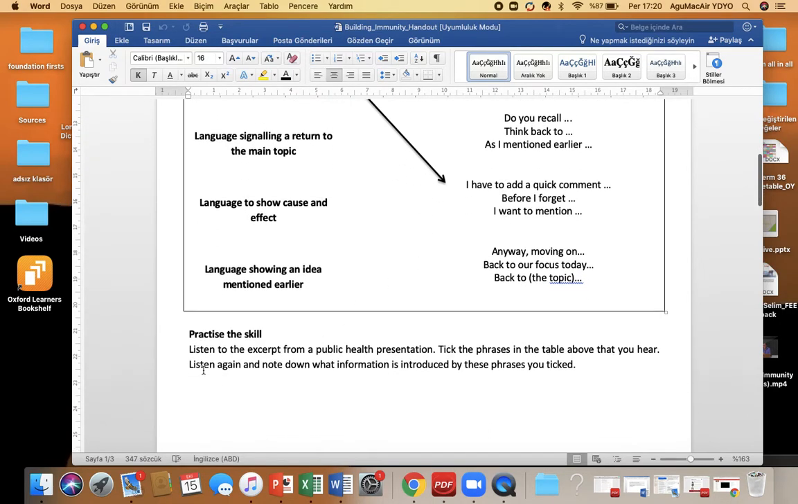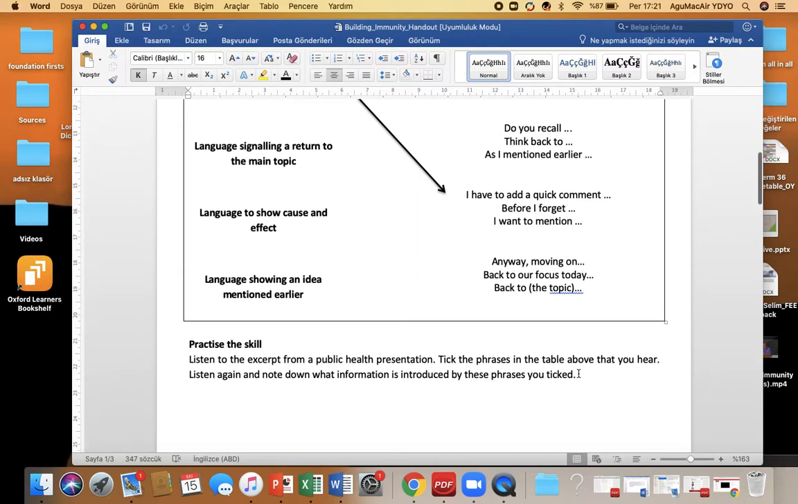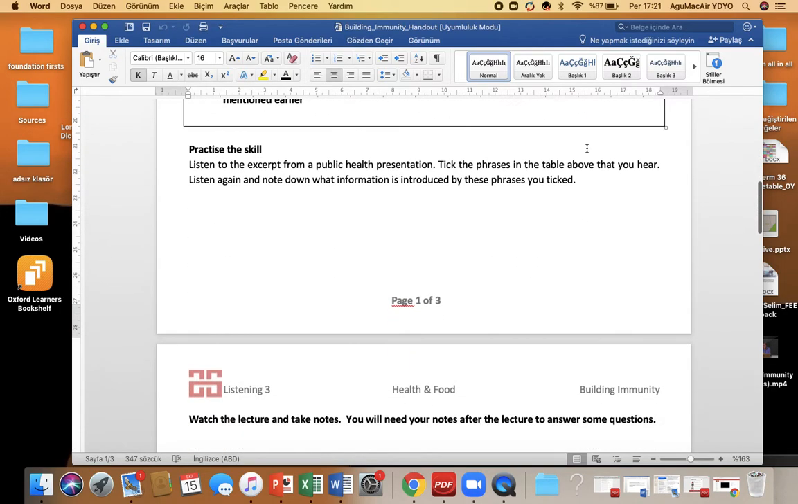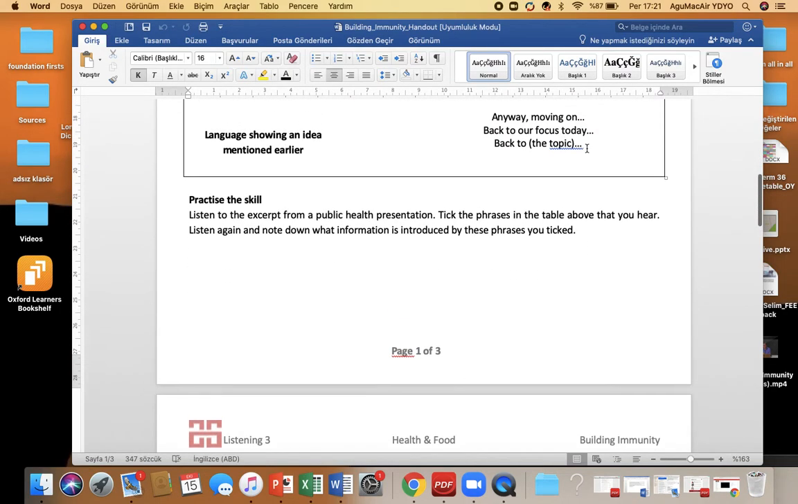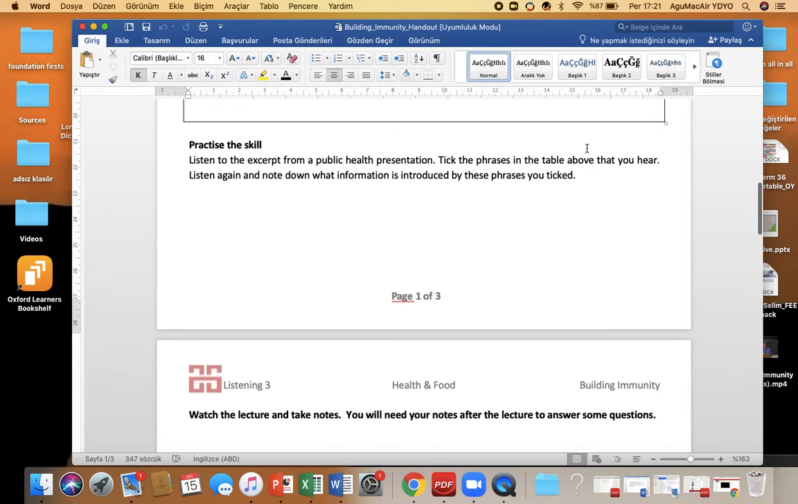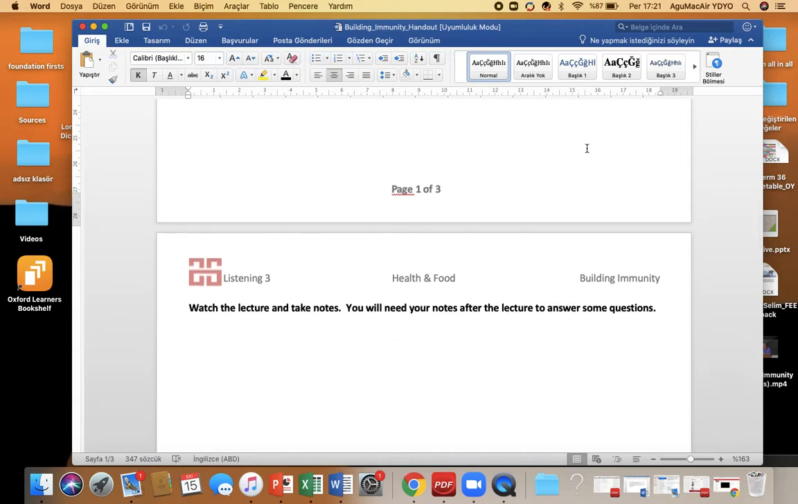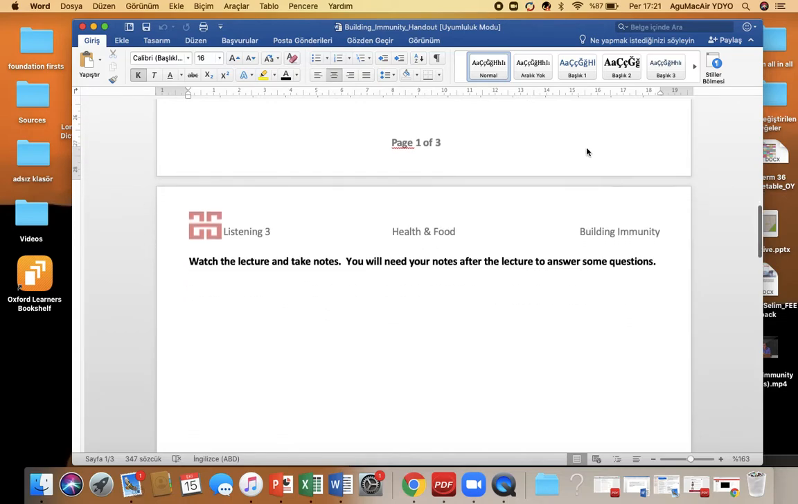And the second listening is for noting down what information is introduced by these phrases you take. So you need to write the details, right? What information is given after these phrases. When you have finished this, it means that you are ready to take notes about building immunity, right?